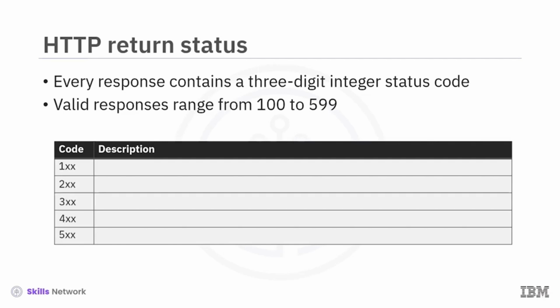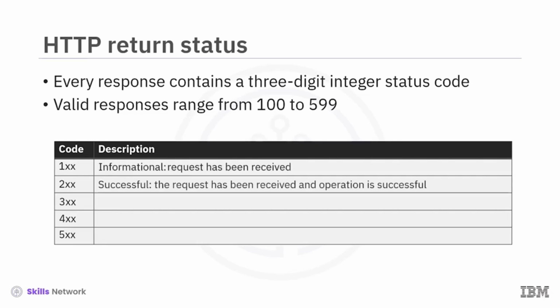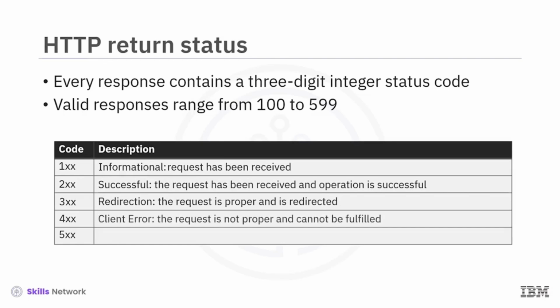The error codes are organized in categories of 100 each. Error codes from 100 to 199 indicate the request has been received and are informational. Error codes from 200 to 299 indicate the request has been received and the requested operation is successful. Error codes in the 300s indicate there is a redirection on the server. Error codes in the range from 400 to 499 show an error in the request. And finally, error codes from 500 to 599 indicate an error on the server side. The APIs you will write in this course will follow this nomenclature.